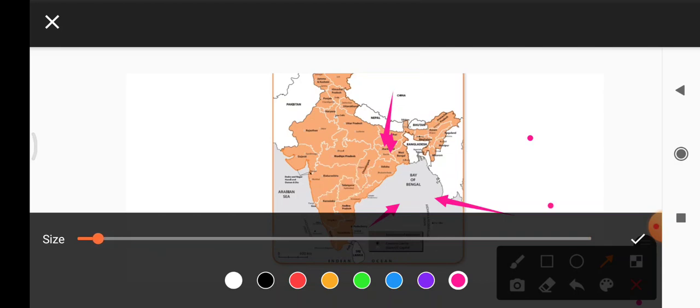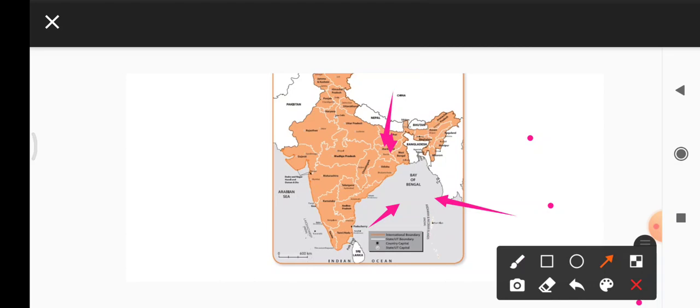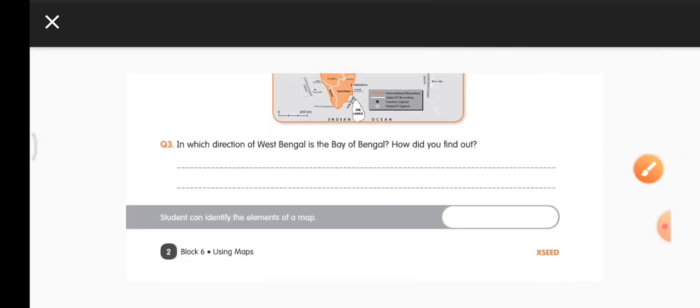Now, so in which direction of West Bengal is the Bay of Bengal? The Bay of Bengal is in the south direction from West Bengal. How did you find out? With the help of the compass, right?